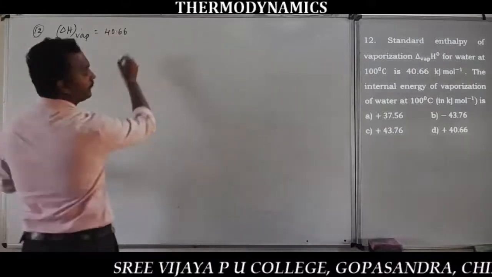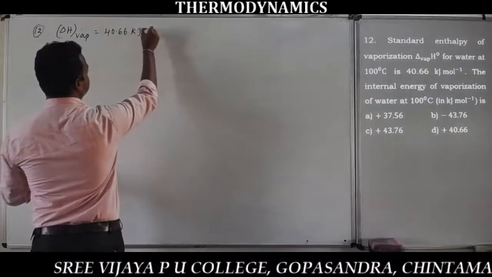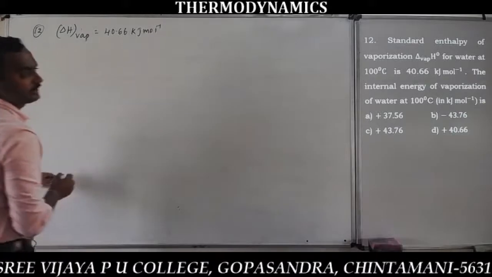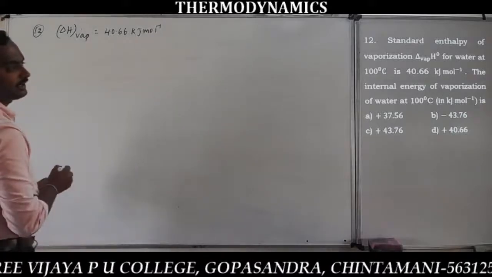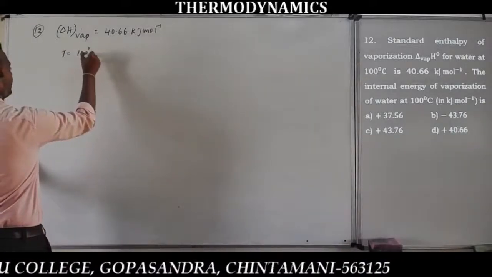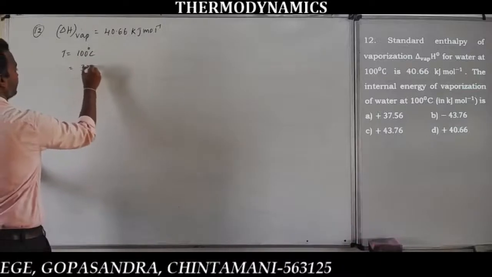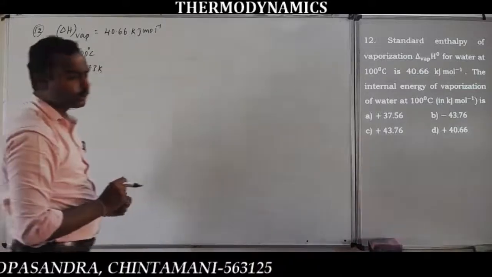40.66 kilojoule per mole. What is the temperature? Temperature is 100 degrees Celsius. T is equal to 100 degrees Celsius. That is equal to how much? 373 Kelvin, by adding 273.